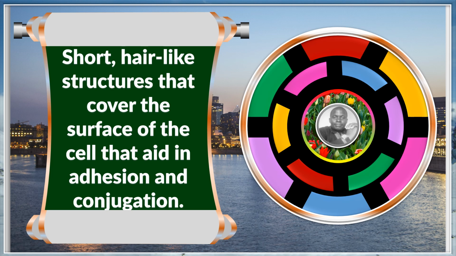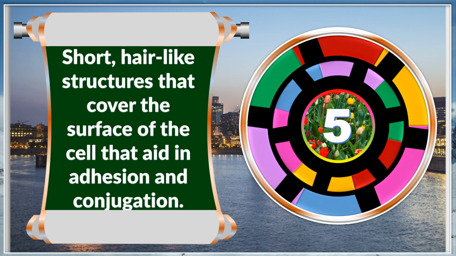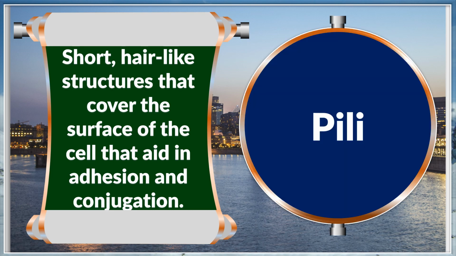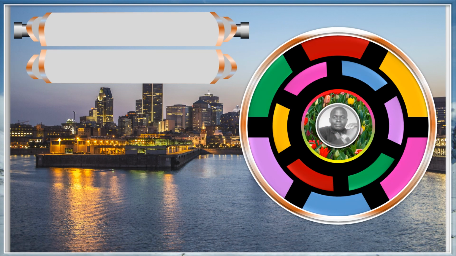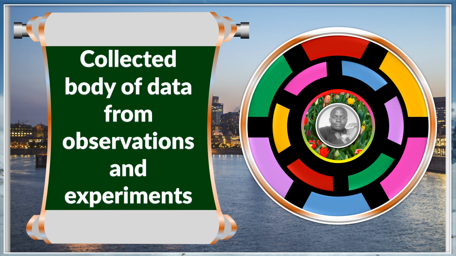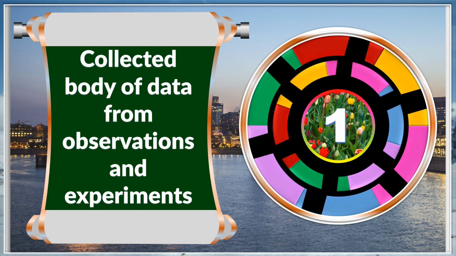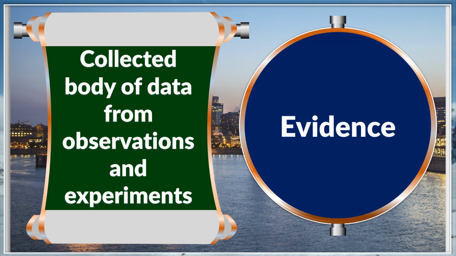Short, hair-like structures that cover the surface of the cell that aid in adhesion and conjugation. Pili. Collected body of data from observations and experiments. Evidence.